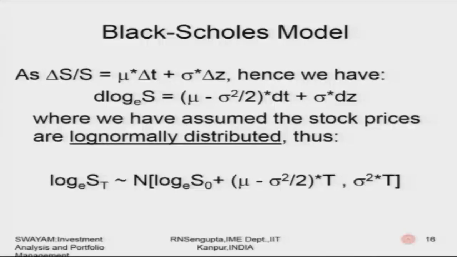Now, as we have already done, delta S by S, that means the rate of change of the prices of the spot depending on the spot price now, was given by the drift multiplied by the change in time plus the volatility factor. Drift means I am talking about the A term. The volatility factor was basically the B term multiplied by delta Z, and Z is again the Wiener process. So, hence we can write this: we are trying to find the change in the spot based on the fact that it is to be calculated based on the logarithmic prices.